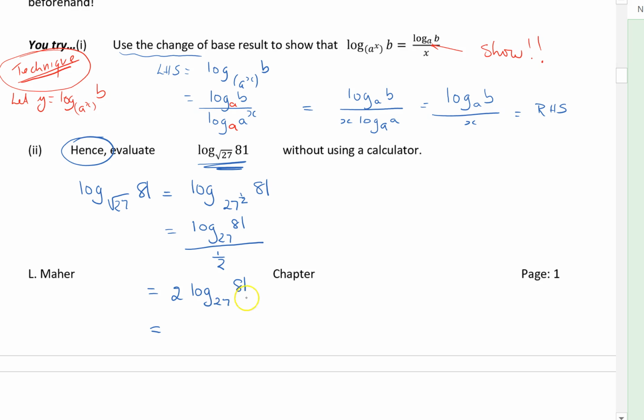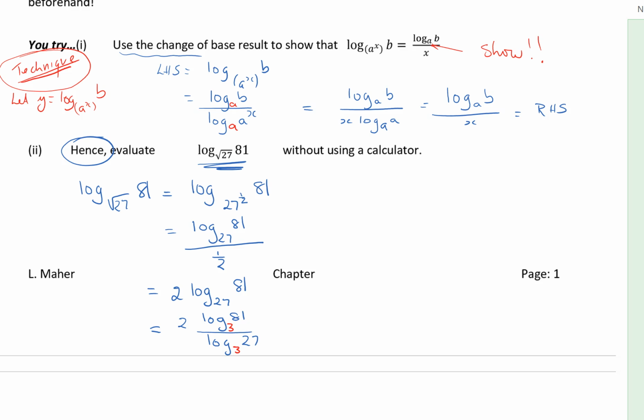I'm thinking that maybe we could do change of base again? Which is again different to the way we did it in class. Log 27, which is base, and I get to choose the base. And because 27 and 81 are powers of 3, I'm going to talk about this as base 3. Remember, that's the nice thing about the change of base rule. You actually get to choose the base that you want in your fraction.